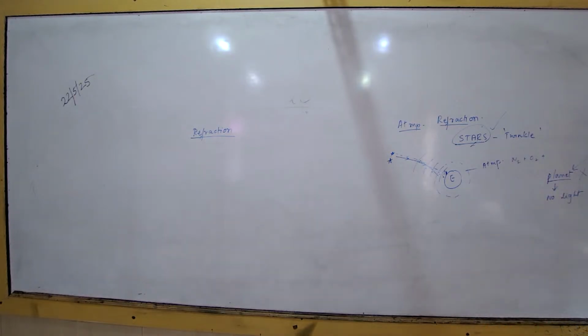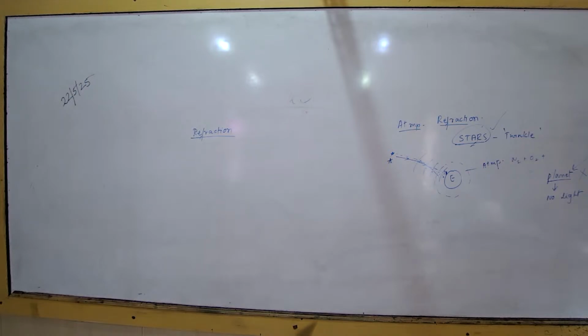Garan, read the twinkling of the star. Read it slowly because we need to underline certain words there. The twinkling of a star is due to the atmospheric refraction of starlight. Underline: what is it due to? Atmospheric refraction of starlight. Why are they saying starlight? Because the star is the one which is actually producing the light.